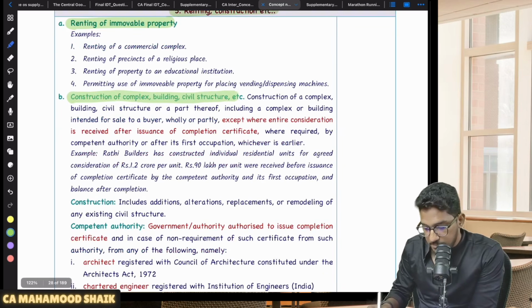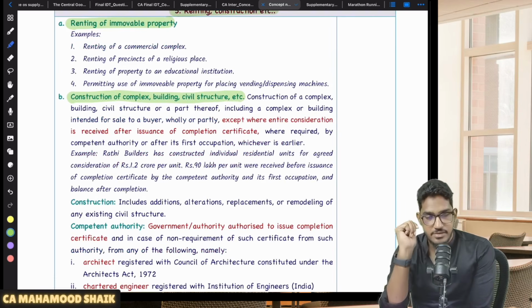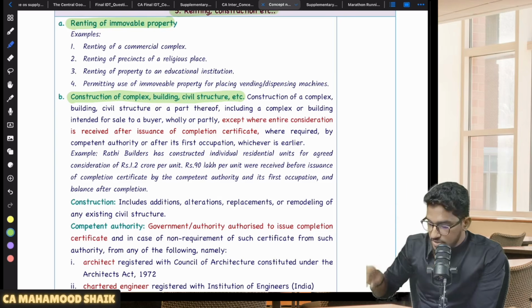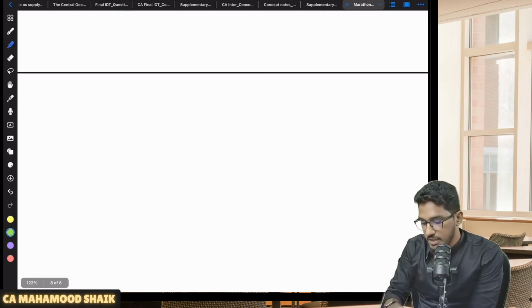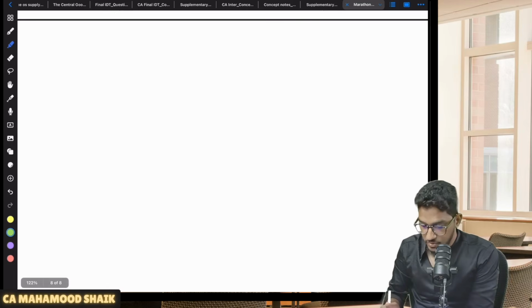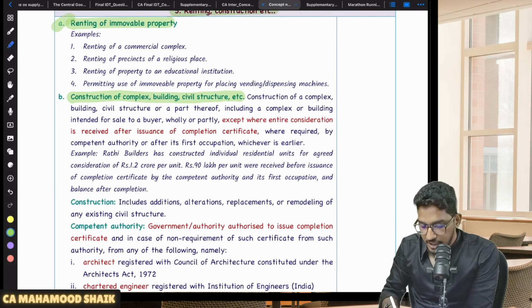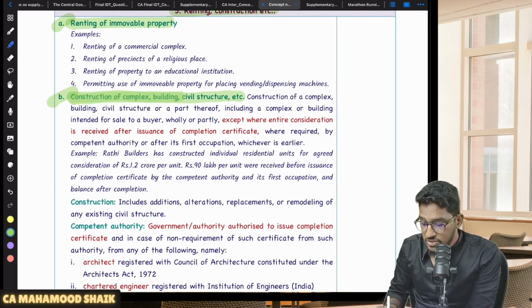Second one, construction of a complex building or civil structure. If you are providing construction services, then also it will be treated as supply of service. But for construction, here it is having linkage with schedule 3. Let me try to cover it in a single go. Or else I will link it along with schedule 3. For the time being, just remember that renting of immobile property, supply of service, construction services.